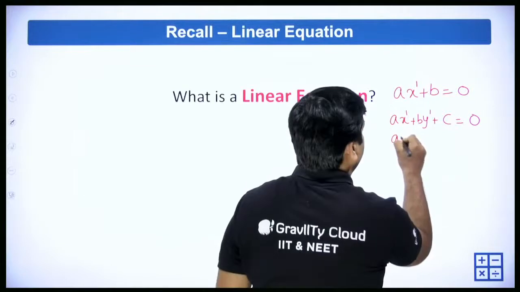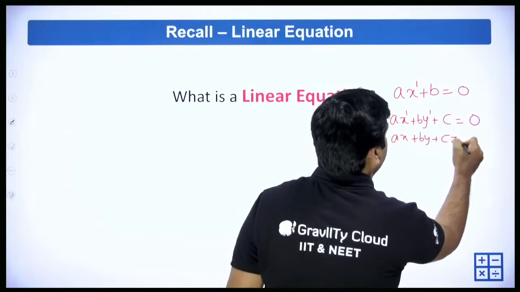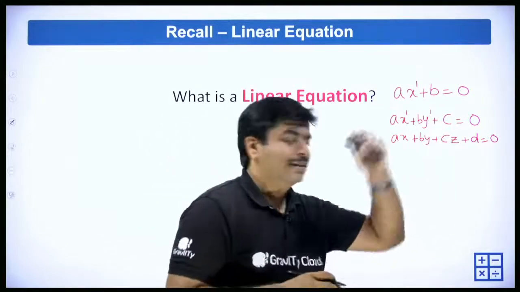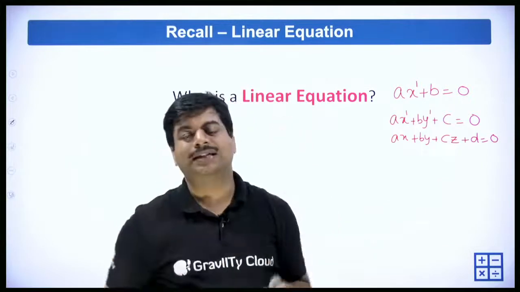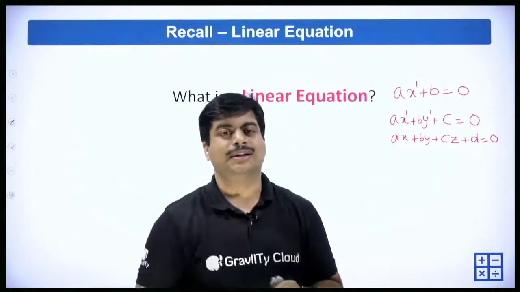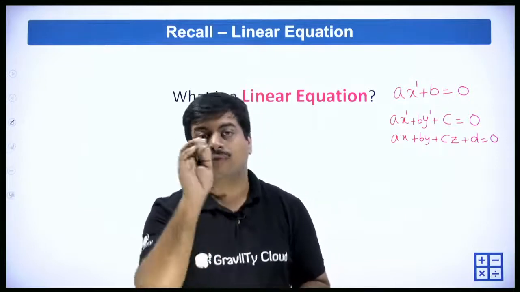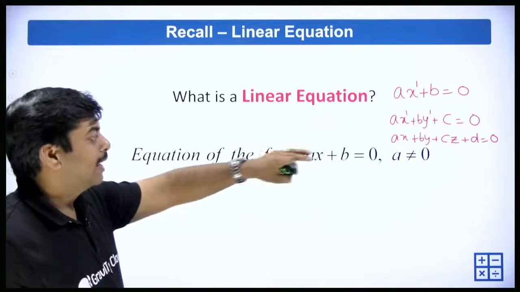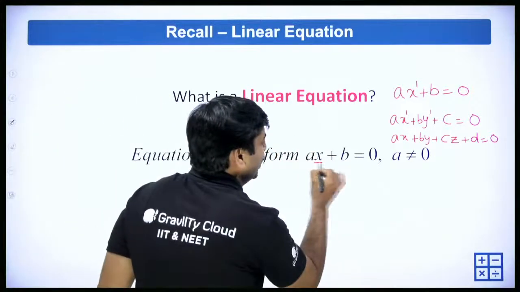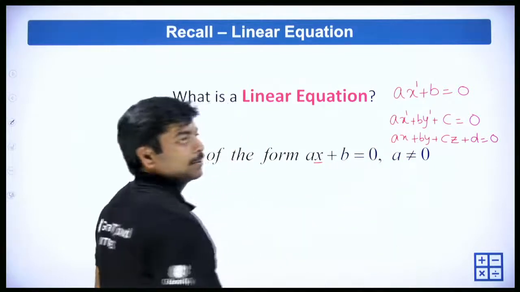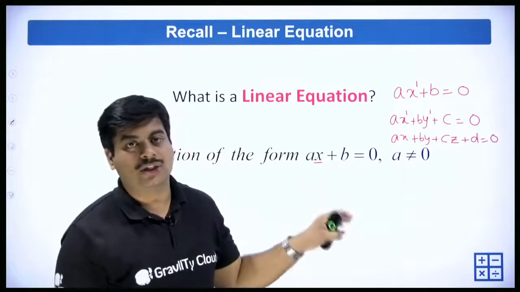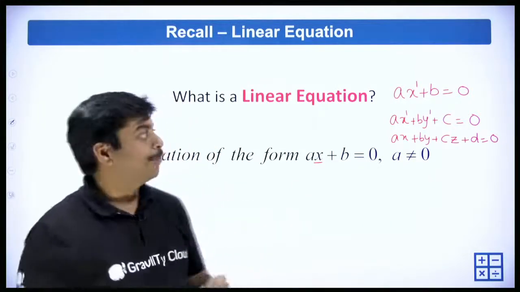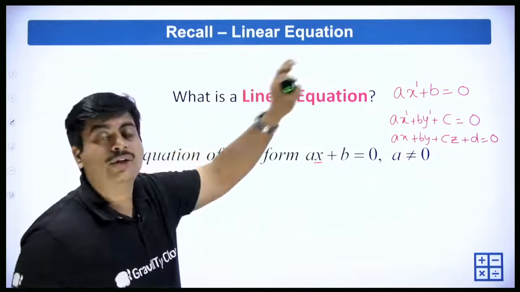I'll write one more. Ax plus by plus cz plus d equal to 0. It is still a linear equation with three variables. So what is the concept we are going to discuss? A linear equation in two variables. So first of all, a linear equation in one variable looks like ax plus b equal to 0, with only one variable. This with two variables, this with three variables. These are linear equations. Linear means power 1.